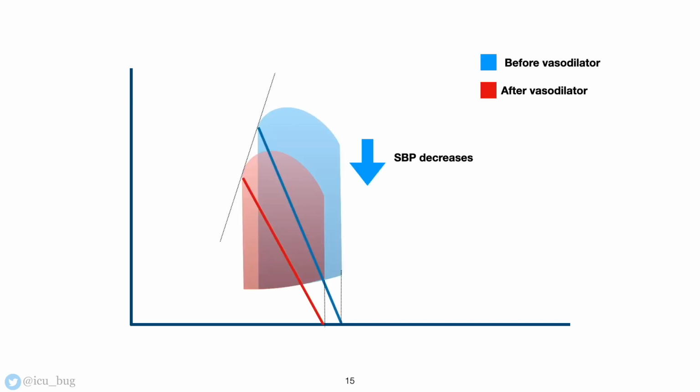If we decrease the arterial elastance slope by administration of a vasodilator, we can see that the pressure volume loop changes and the end systolic pressure and systolic blood pressure both decrease. So this is how the vasodilator leads to reduction in blood pressure, by decreasing the arterial elastance.